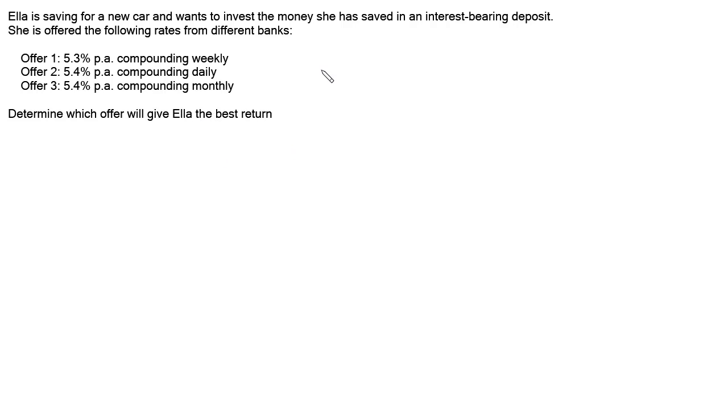And to do that, we're going to use effective interest rates. So we're going to use our I effective is 1 plus the interest rate divided by how many times it compounds each year, to that number, minus 1. So we're going to use that rule for all of these offers.